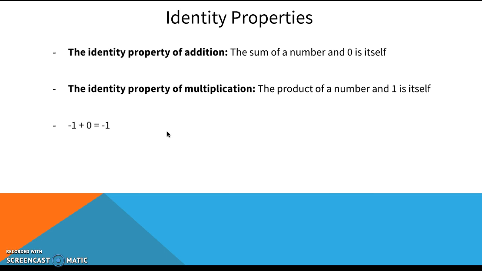For example, -1 plus 0. Since I'm adding nothing to -1, it's not going to change the sum. So my sum will be -1. Same with multiplication. If I multiply 54 times 1, one group of 54 is just going to be 54. What's different is that if I do 54 times 0, that's not going to give me 54. And negative 1 plus 1 is not going to give me negative 1. So for the identity property of addition, I'm adding 0 because that will not change the sum. And for the identity property of multiplication, I'm multiplying by 1 because that will not change my product.